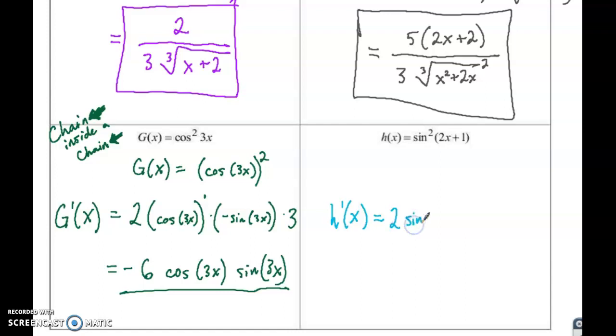2, you leave sine of 2x plus 1 alone, times the derivative of sine, which is cosine of 2x plus 1, and then times the derivative of 2x plus 1, which is 2. Notice that you don't have to write sine to the first power after you change that exponent. The only way to simplify this is to put a 4 in front.